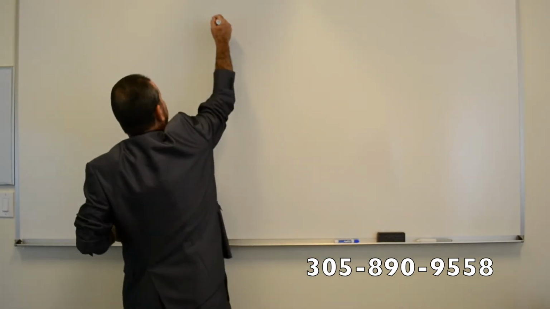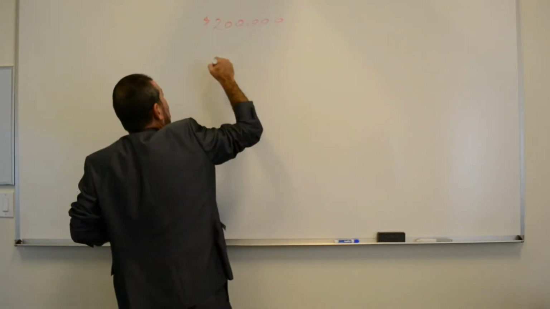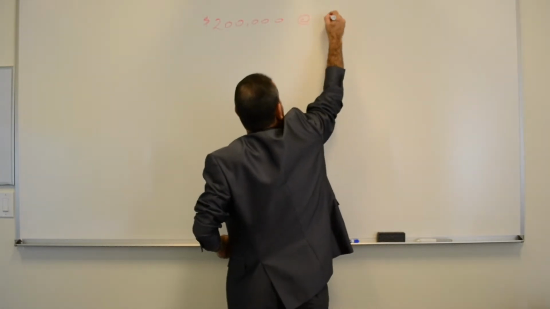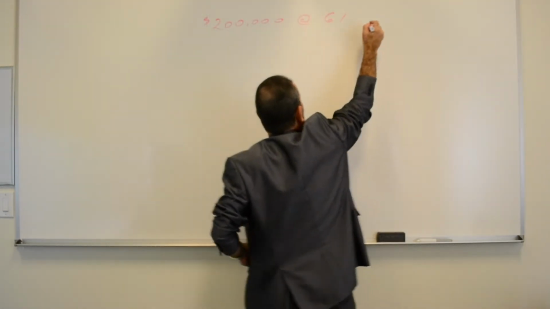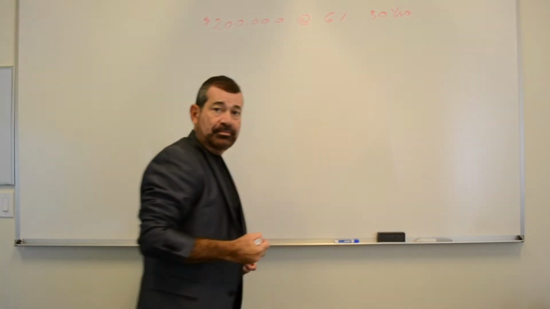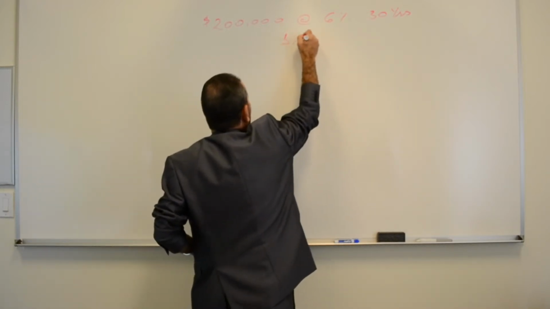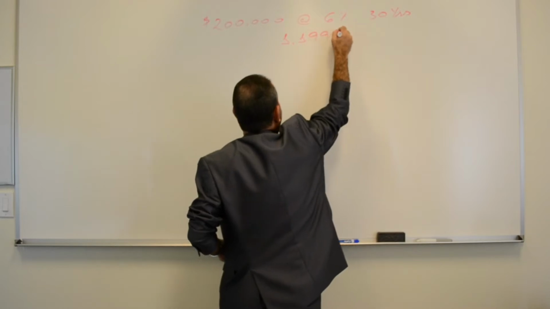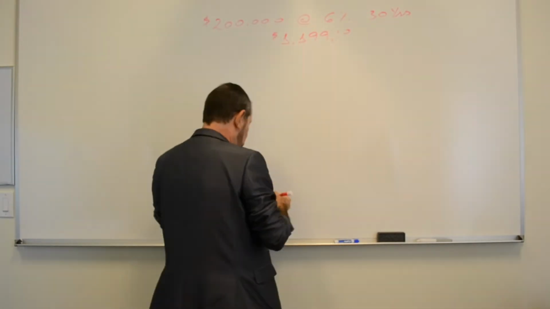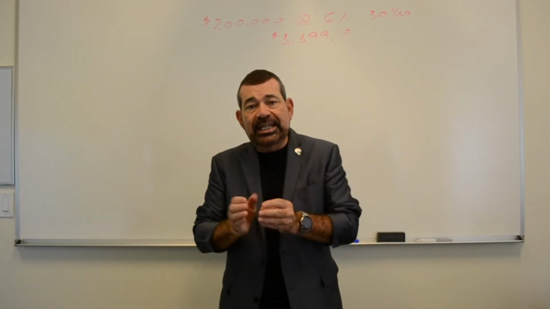You took a loan of $200,000 at 6% interest rate for a term of 30 years. Your monthly payment will be $1,199.10. And then the question is, what is the interest rate on the third month?